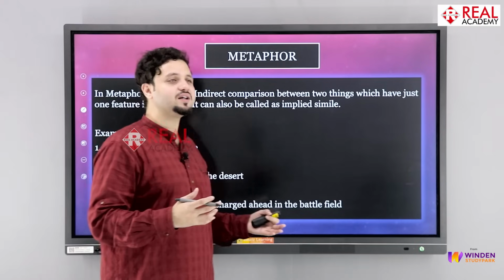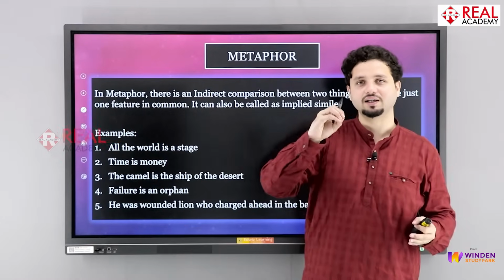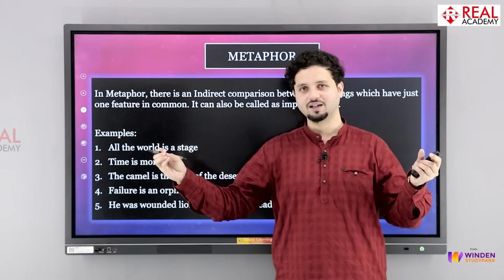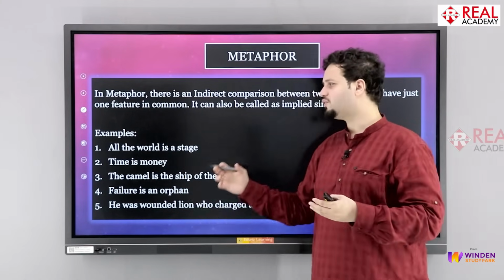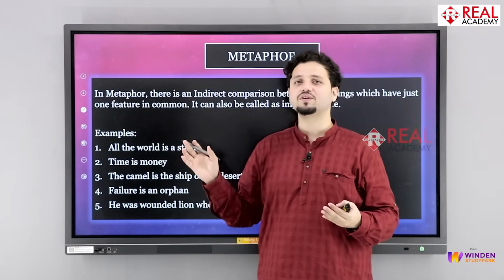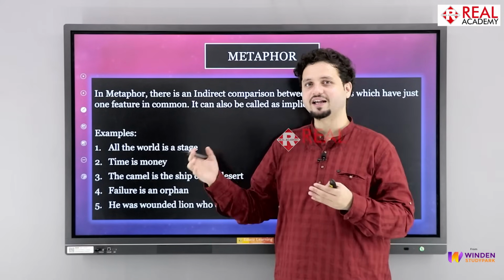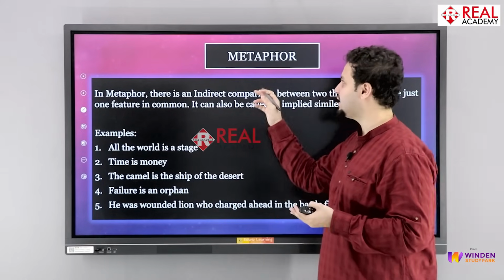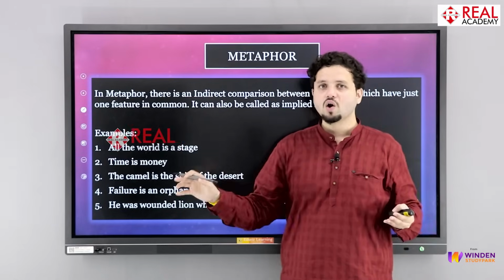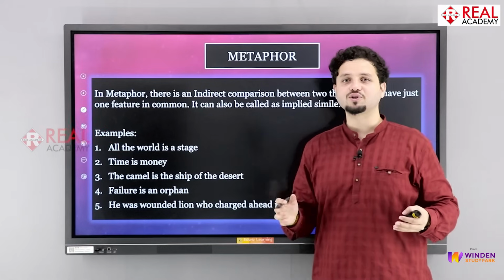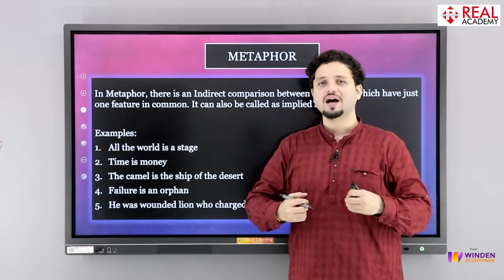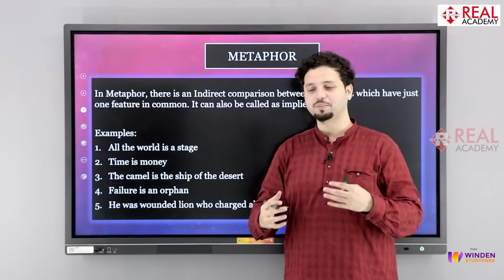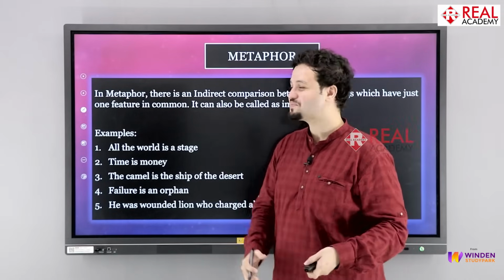"Time is money." When we say time is money, we are comparing time with money. Time is like money. So here also we are comparing time with money but without the words such as like, as, or so. So it becomes an indirect comparison, so it becomes a metaphor. Read other examples also and try to understand it, and when the concept is clear, you become a master in it.